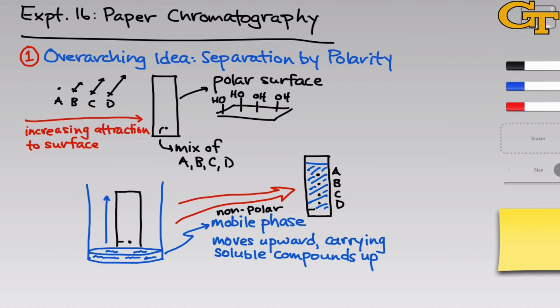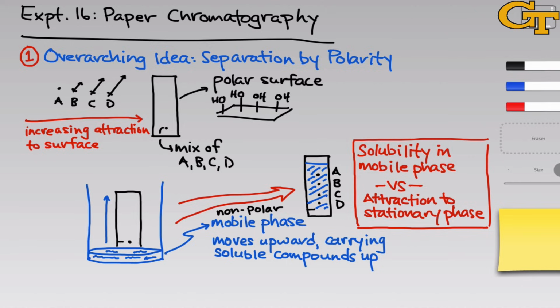So what the results of this show us is that D is very strongly attracted to the stationary phase and relatively insoluble in the nonpolar mobile phase, while A, which is a nonpolar compound, is very soluble in the mobile phase and isn't really attracted to the stationary phase at all, so it moves very quickly up the stationary phase.